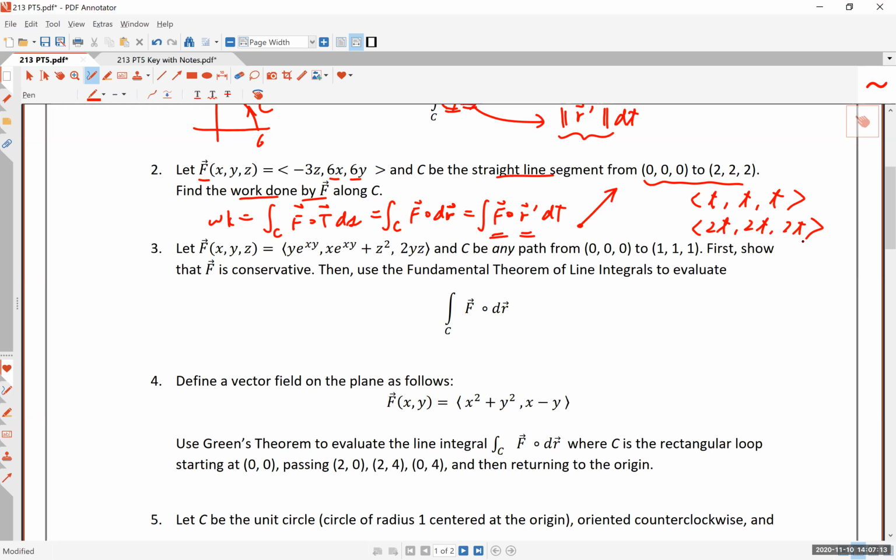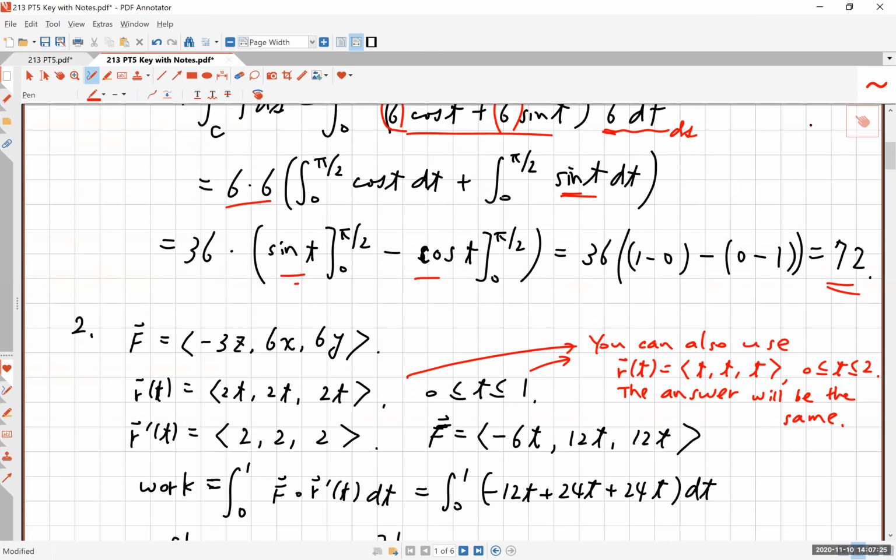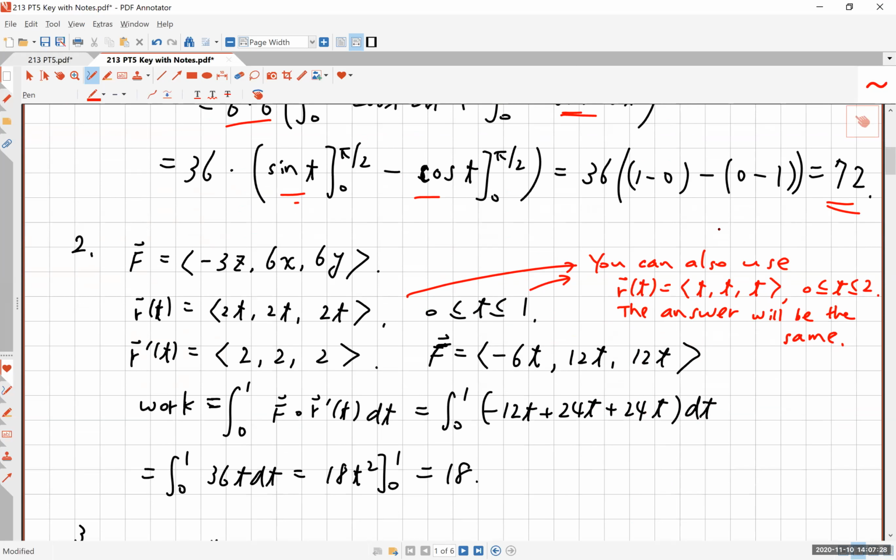All right, and then you take the derivative of that, you take the dot product of F and R prime, not R, but R prime, and then you integrate it. All right, so let's see what the answer key looks like. So here I first copy F, right? In this key, I am using 2T, 2T, 2T, as T goes from 0 to 1. And so the derivative is 2, 2, 2.